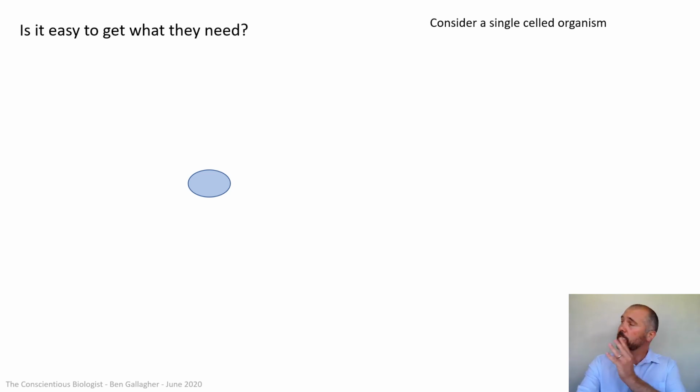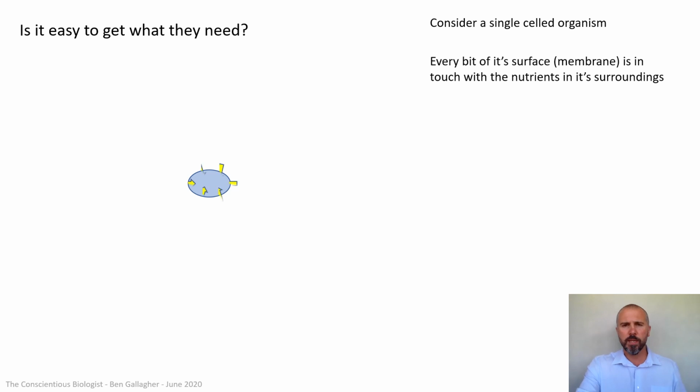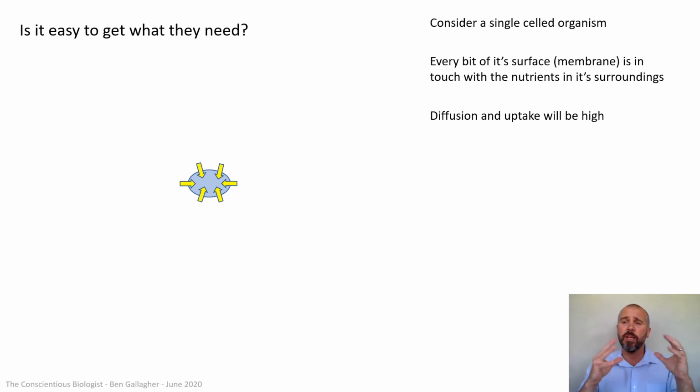If we consider a single-celled organism, so just there I've put that single blue blob to represent a single-celled organism. Now every bit of its surface is in touch with its surroundings, so diffusion and uptake is going to be high. So to get all the things that it needs for protein synthesis, respiration, photosynthesis, growth, mitosis, DNA replication, it's going to be easy. They can just move in through the membrane. Any waste products can move out, no problem at all.